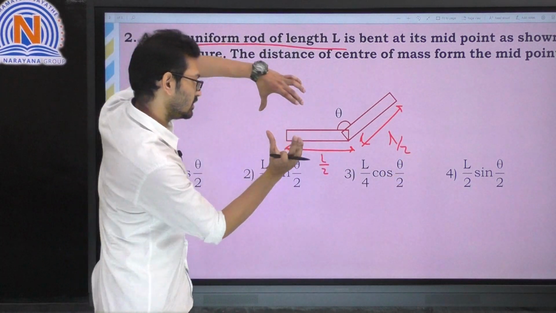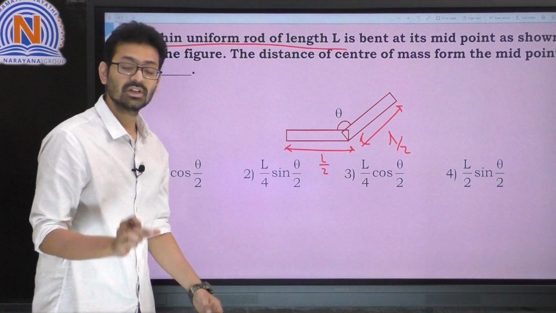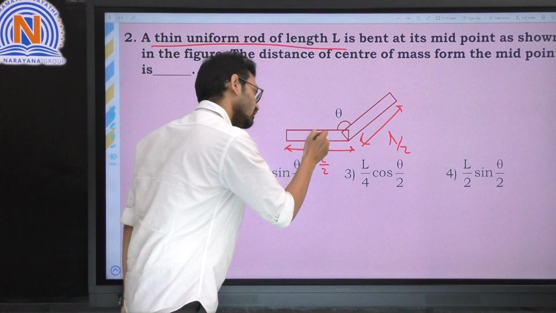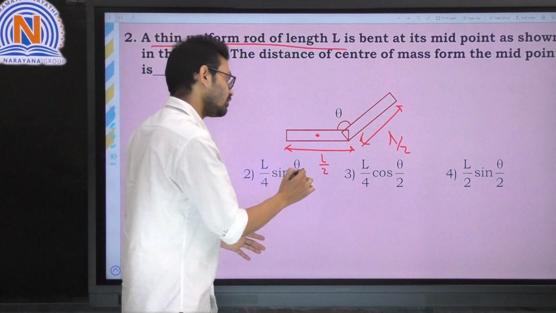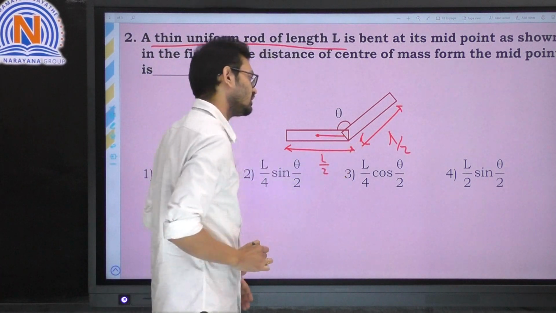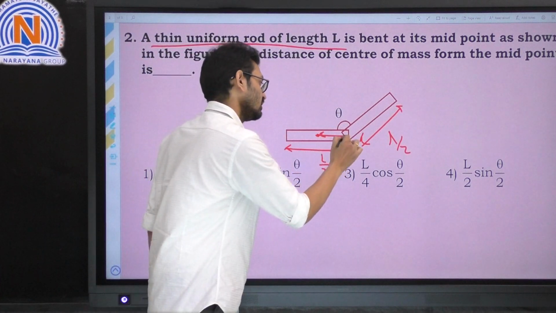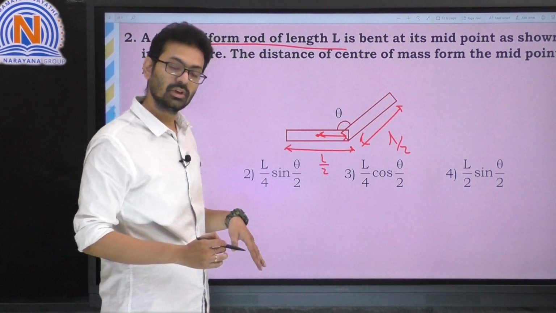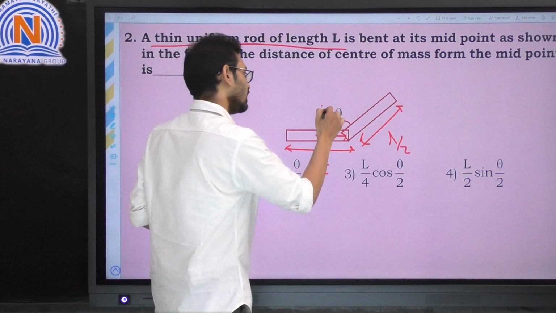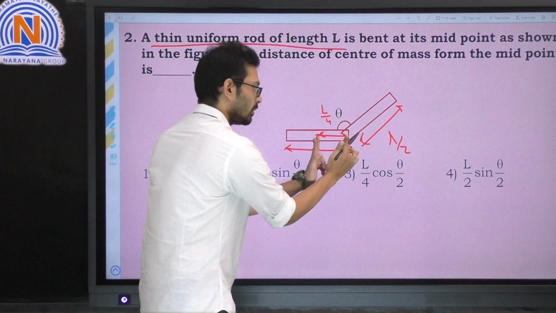Now let us consider this first piece. In the first piece, the center of mass will be in the middle. This is the point where that center of mass is going to be. Now for the center of mass of the first piece, the length is considered as L by 2, so L by 2 by 2, which is going to give you L by 4, the small part.